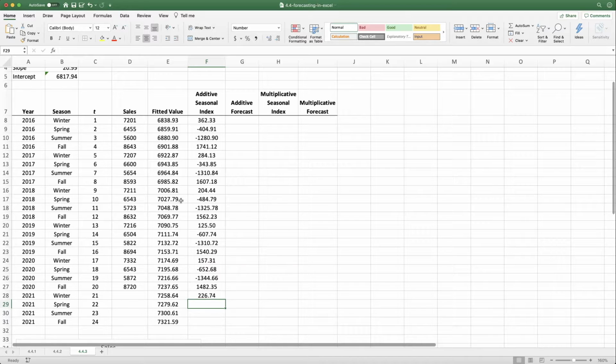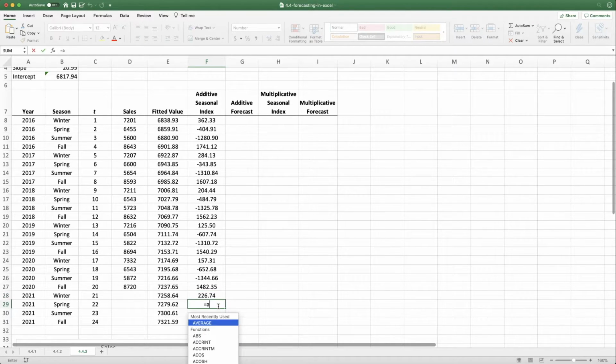So the average winter was 226 books more than I predicted with the regression line. And for spring, it's the same thing. We're just going to take the average of all the previous springs. This one was 404 less.